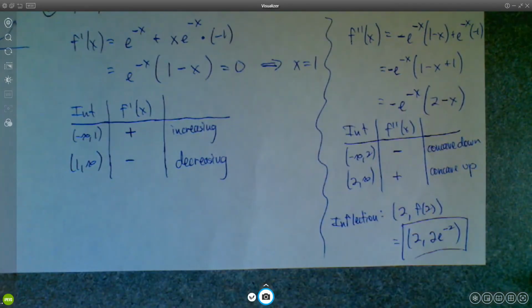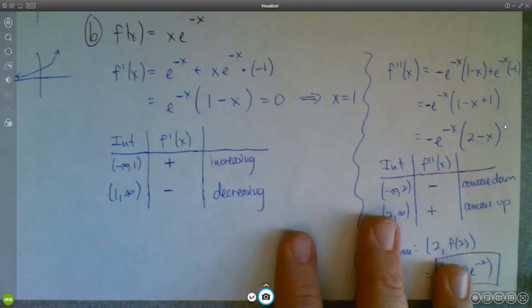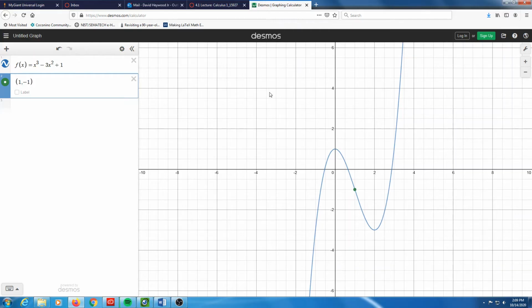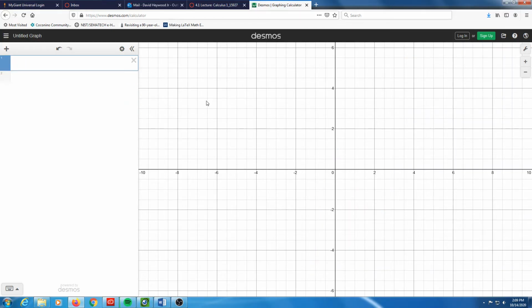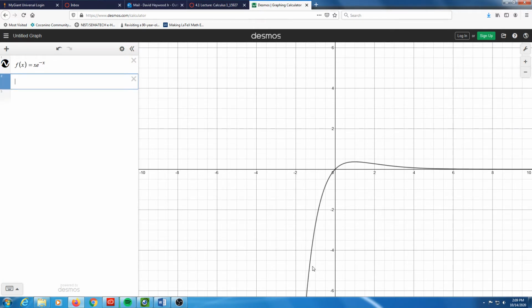You could plug that into your calculator to get a sense for how big that number is. But I'm going to look at a graph of this anyway. So let's just go back to Desmos. So our original function f of x is xe to the negative x. Ooh, okay, very interesting looking curve. All right. So we said that we would be increasing from negative infinity to 1. And it does indeed look like that's the case. And then we're decreasing after that, and that again looks like that is in fact what's happening.